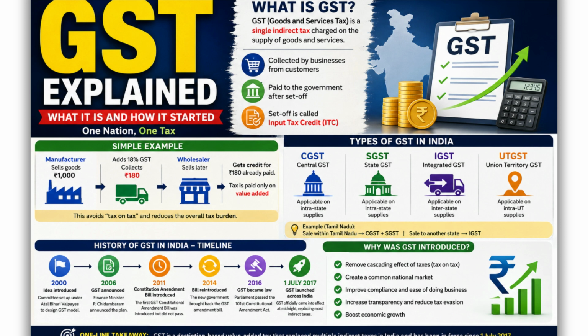Types of GST. India has 4 types of GST. CGST or Central GST is collected by the central government. SGST or State GST is collected by the state government. Both CGST and SGST apply when goods or services are supplied within the same state. IGST, or Integrated GST, applies when goods or services move from one state to another. Finally, UTGST, or Union Territory GST, applies to union territories.